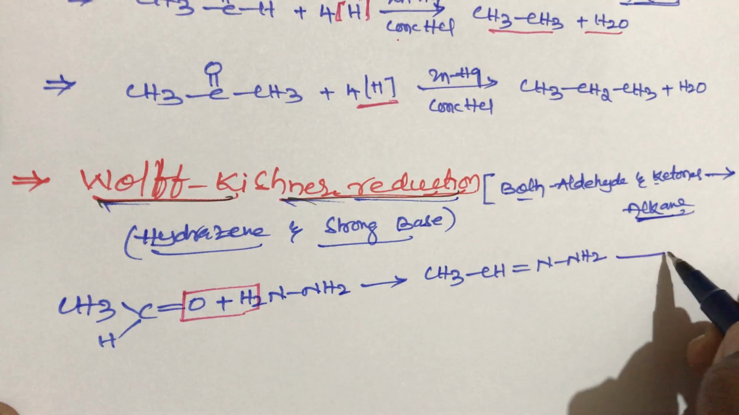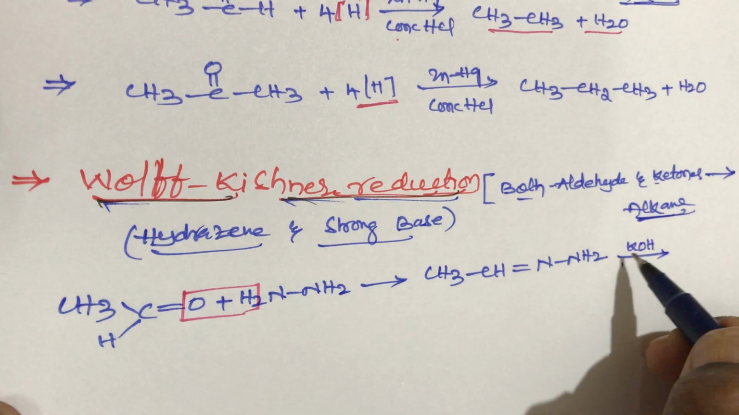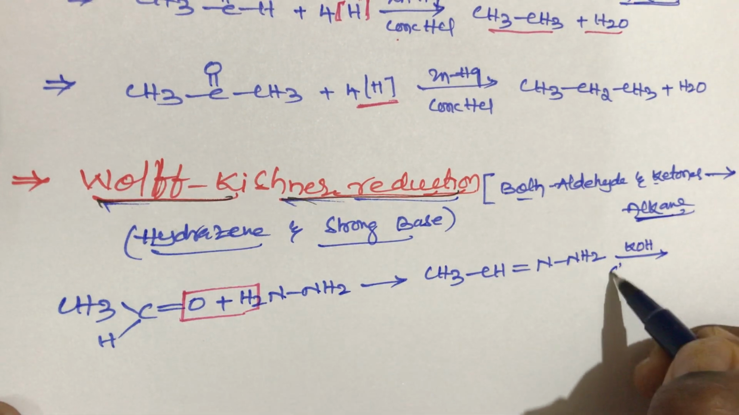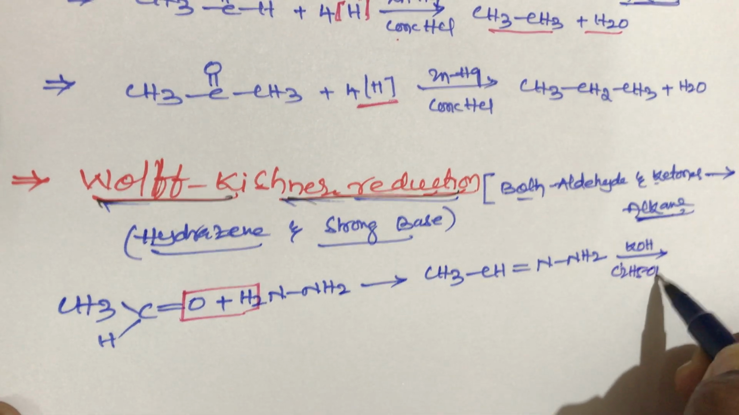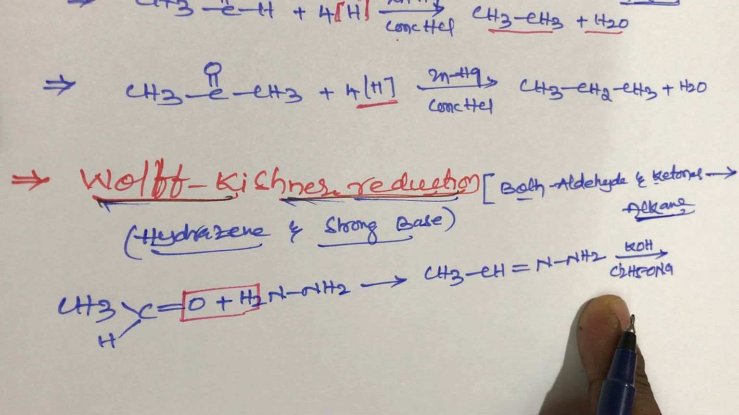After that, it reacts with a strong base, KOH or C2H5ONa. Sodium ethoxide, C2H5ONa, acts as a strong base. What is the use of the strong base, student?